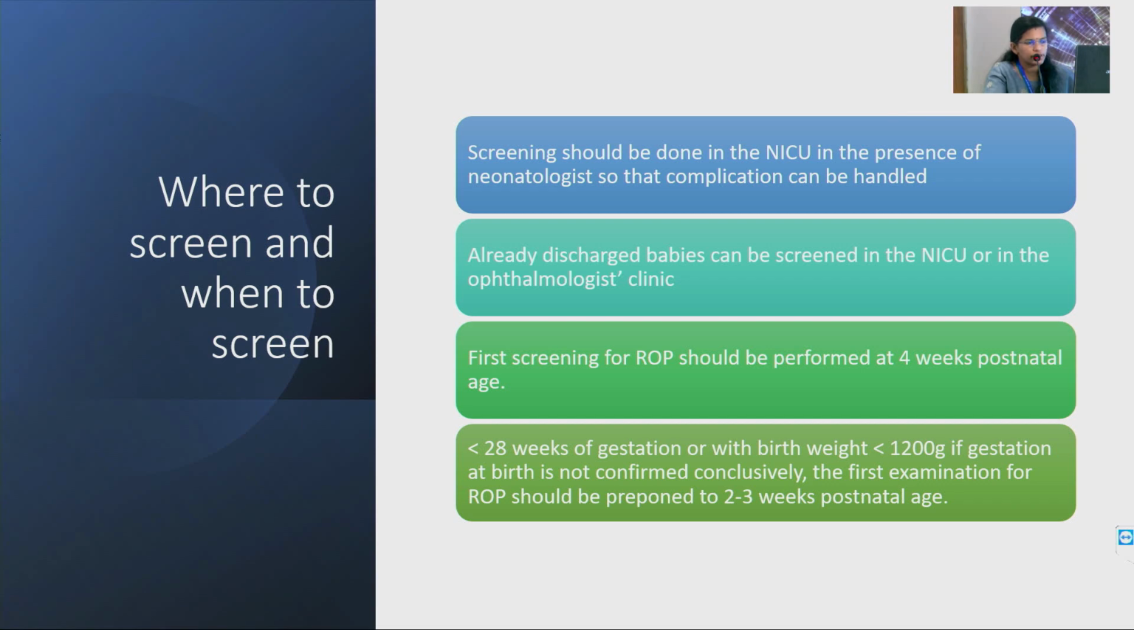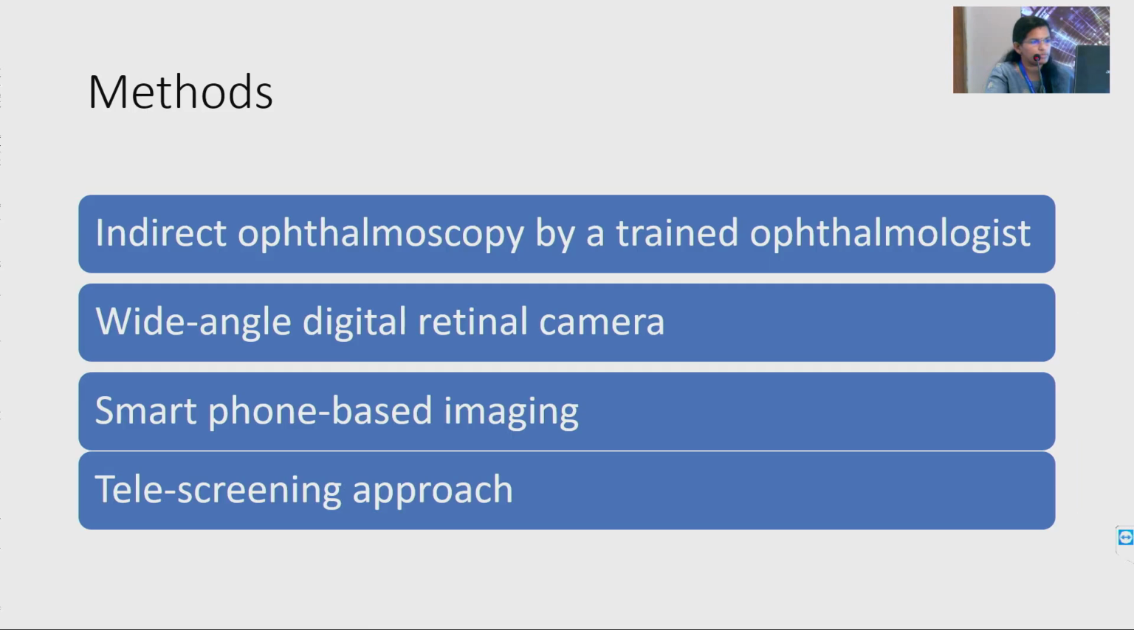And next is where to screen and when to screen. All the screening should be done in a neonatal ICU, either in the step-down room, in the presence of a neonatologist, so that all the complications can be handled. But if the baby is already discharged, such babies can be screened either in the NICU when they come for follow-up in the hospital, or in the ophthalmologist's clinic. The first screening of ROP should be performed within the first 4 weeks of life or during the admission period in the hospital. And if the baby is less than 28 weeks or the birth weight is less than 1200 grams, such babies need to be screened in the first 2 to 3 weeks to rule out AP-ROP.